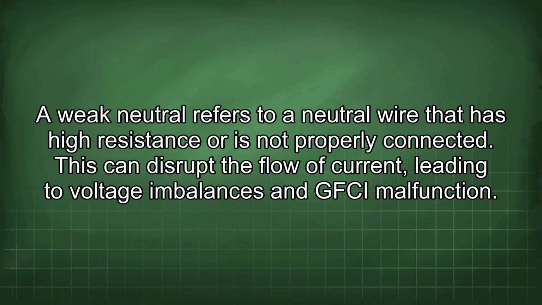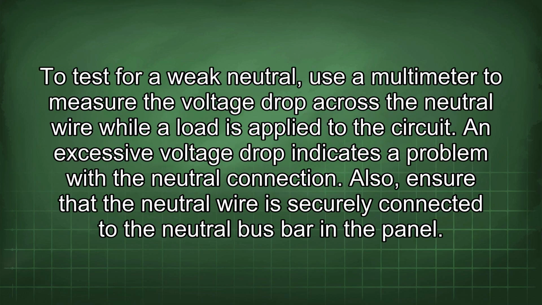A weak neutral refers to a neutral wire that has high resistance or is not properly connected. This can disrupt the flow of current, leading to voltage imbalances and GFCI malfunction. To test for a weak neutral, use a multimeter to measure the voltage drop across the neutral wire while a load is applied to the circuit. An excessive voltage drop indicates a problem with the neutral connection. Also, ensure that the neutral wire is securely connected to the neutral bus bar in the panel.